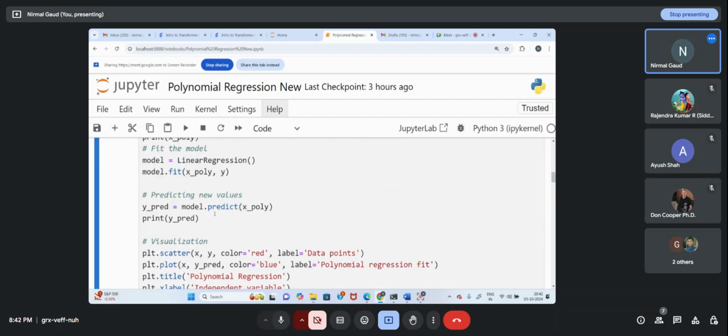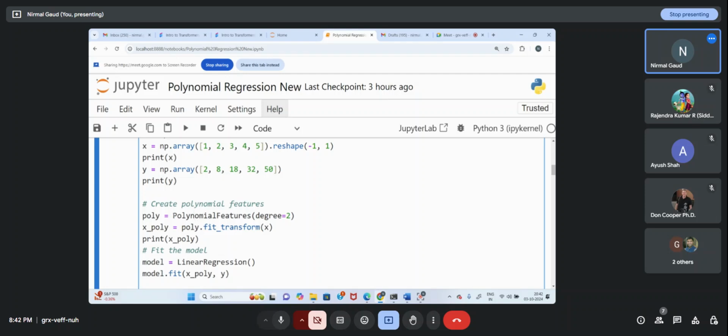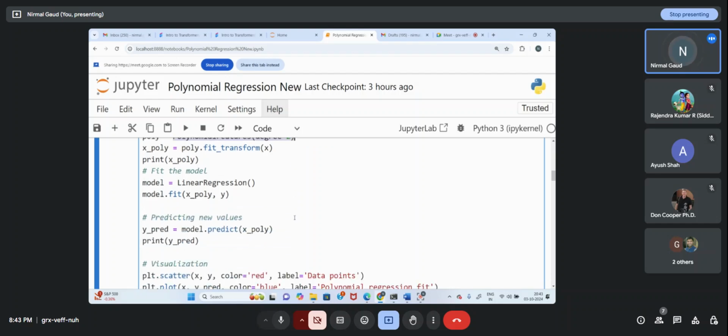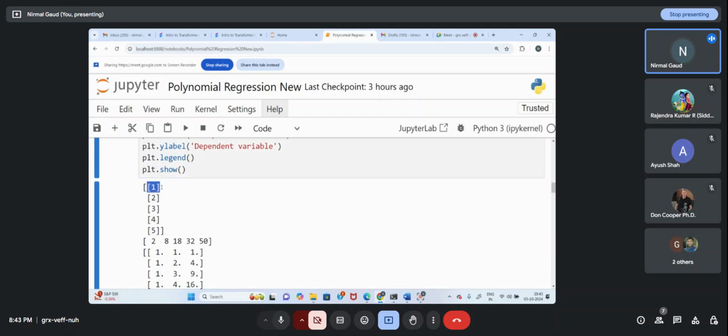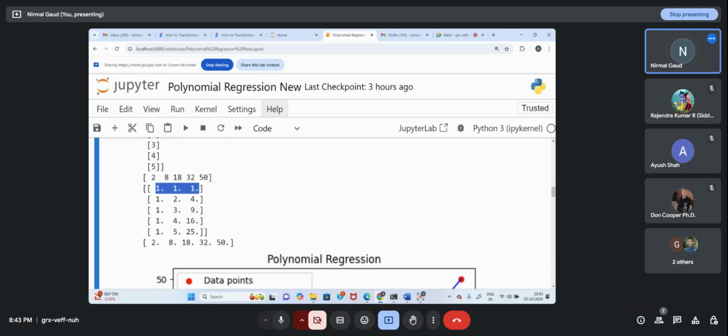Next, you performed a transformation of x into a polynomial of degree 2. So what happened? See, this is 1, 1, 1. That means if I take 1 square, it will be 1 only. Then 1, 2, 4, 1, 3, 9, 1, 4, 16, 1, 5, 25.